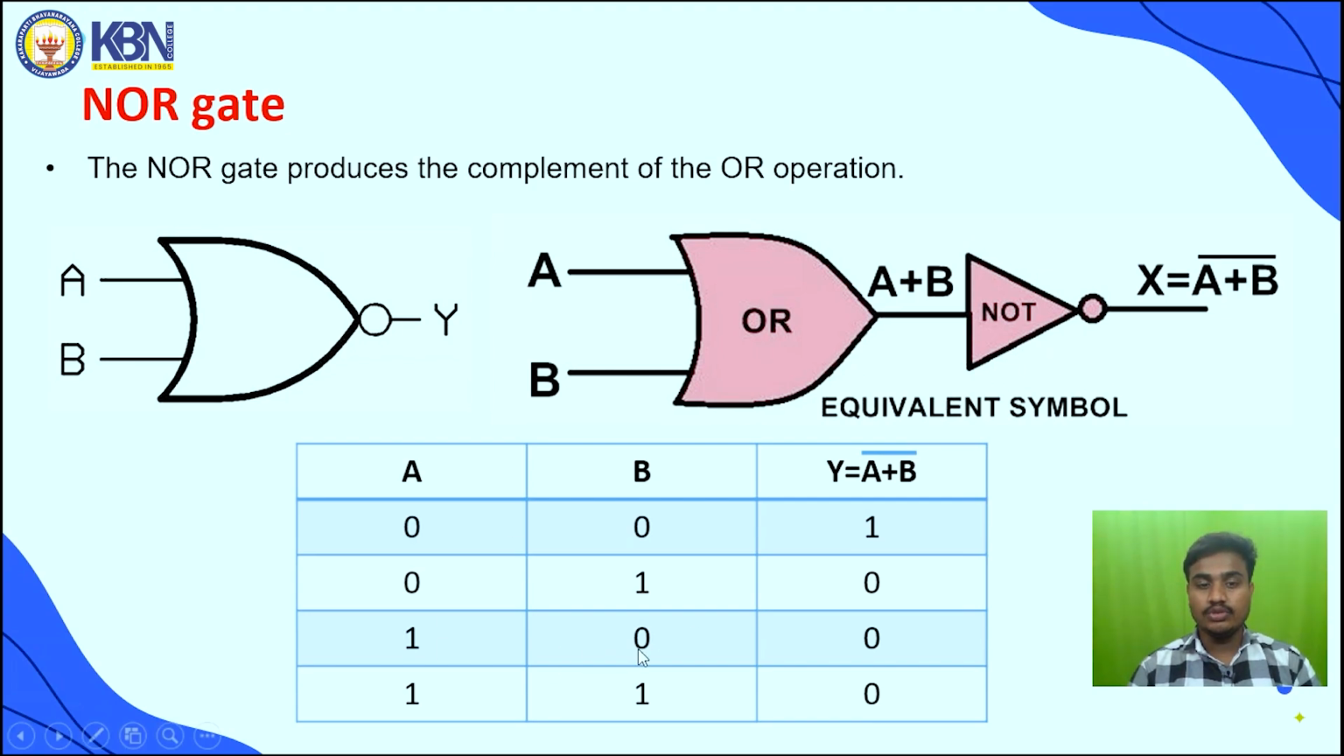The truth table of the NOR gate is represented like this. The logic behind this is if both the inputs are low, the output is high. If any one of the inputs is high, then the output is low.